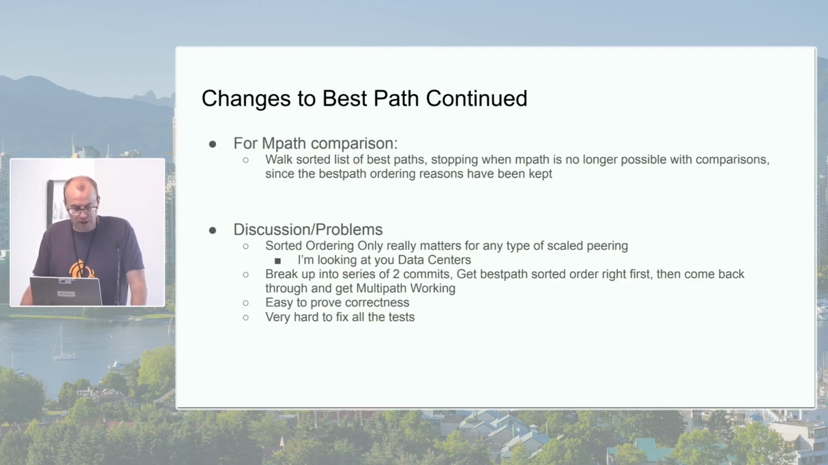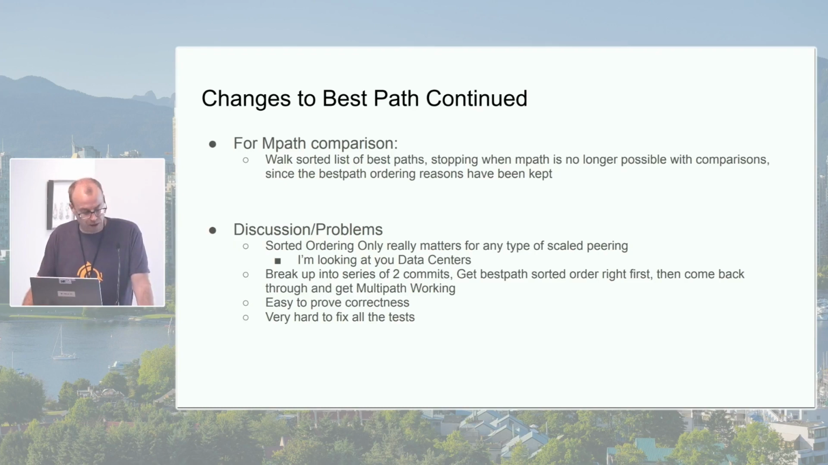So for the path comparison, when I'm sorting the best path, I want to keep track of why one path is better or not, and then I can just stop walking the list. I can walk the list from the best to where the path no longer matters, and stop there. The main thing is that I can prove this is correct pretty easily.